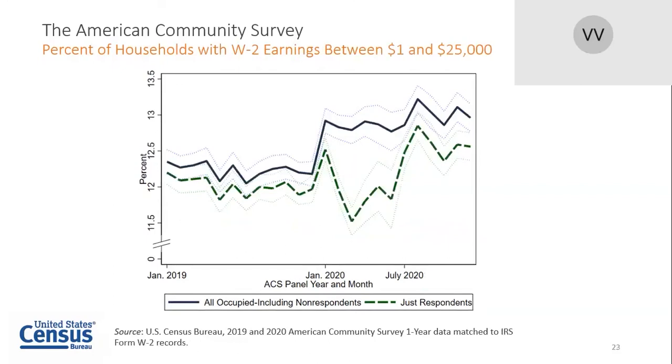And this graph shows something fairly similar, but for the percent of households with W-2 earnings between $1 and $25,000. So similar to before, in 2019, not as much difference between respondents and the benchmark. But during the pandemic, there was a much bigger difference, and respondents were less likely to fall in that category. So this, in addition to the previously released analytical reports, helps us provide further evidence that when the pandemic started, suddenly ACS respondents had relatively much higher income than before, which has led to these experimental weights.